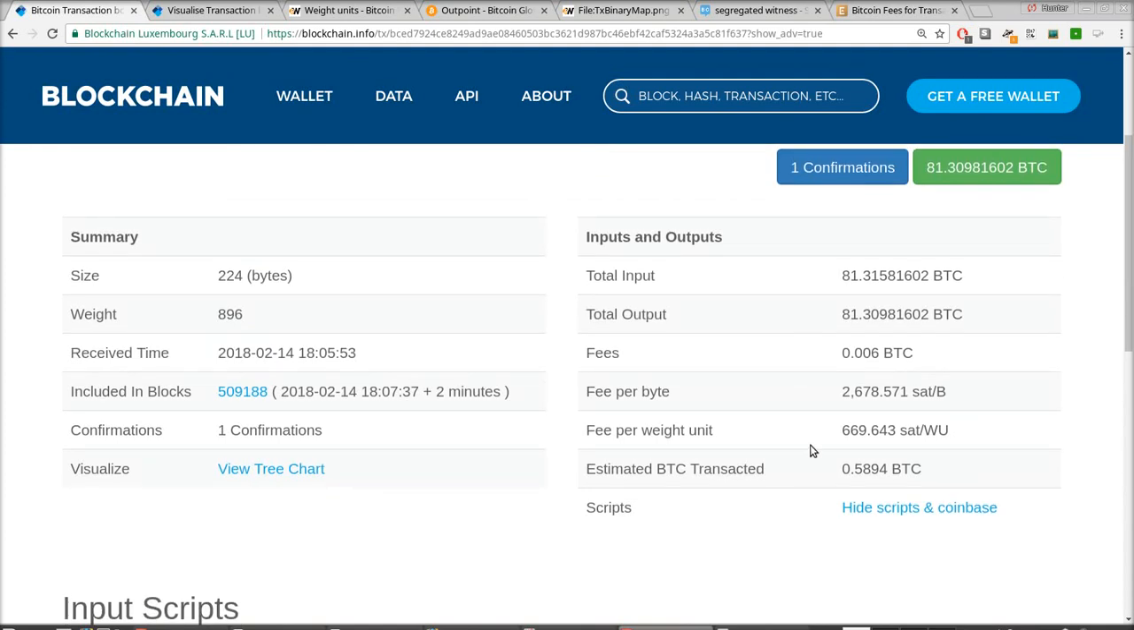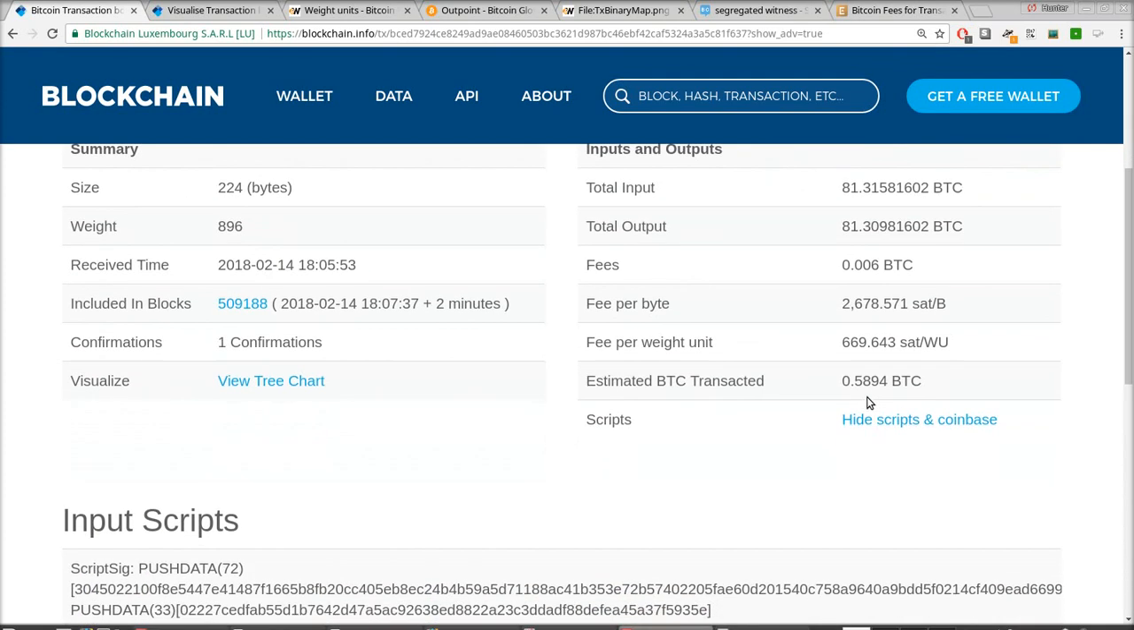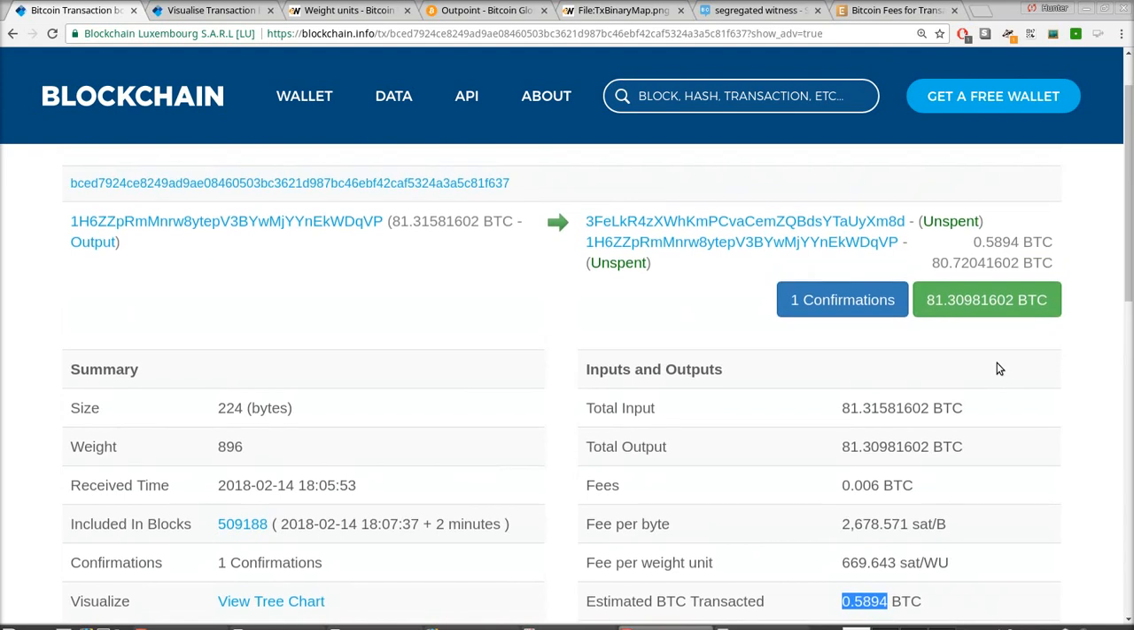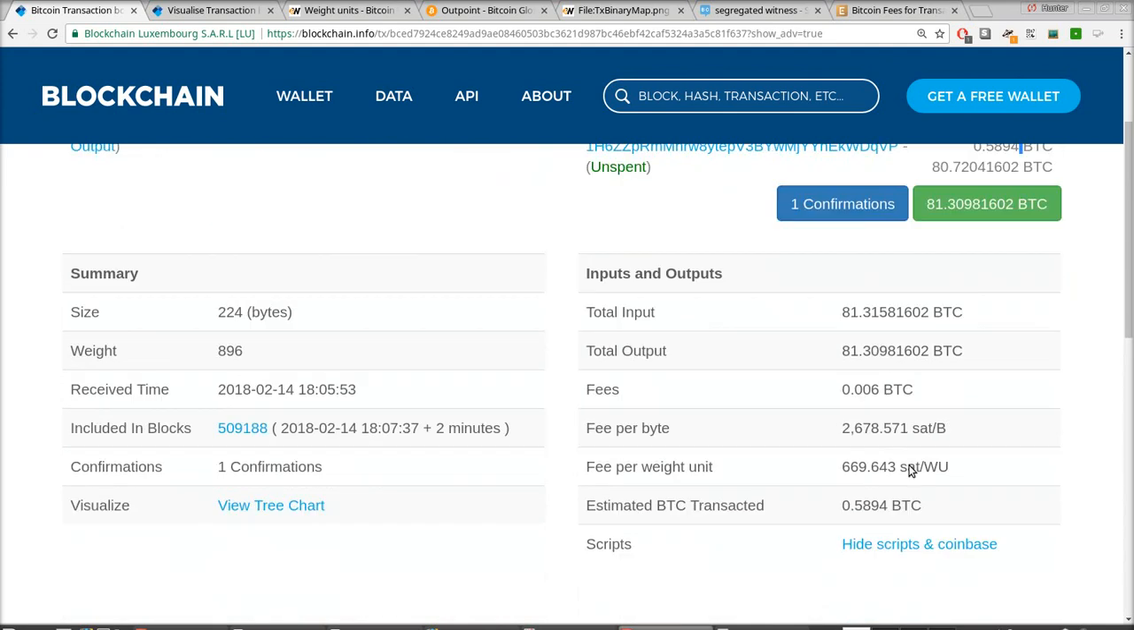So fee per byte, this is satoshis, so we divide by 10 to the 8 to get it back to Bitcoin. Fee per weight, okay, so I just went ahead and used the bytes because this is a legacy transaction where the weight is just 4 times the bytes, so it doesn't really provide any more insight to do the algebra with this number instead. And estimated Bitcoin transacted, that's about right. That's what this guy got paid.